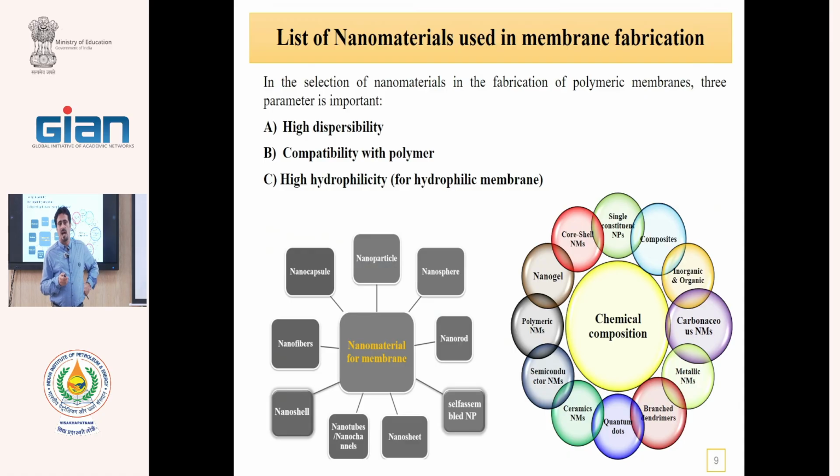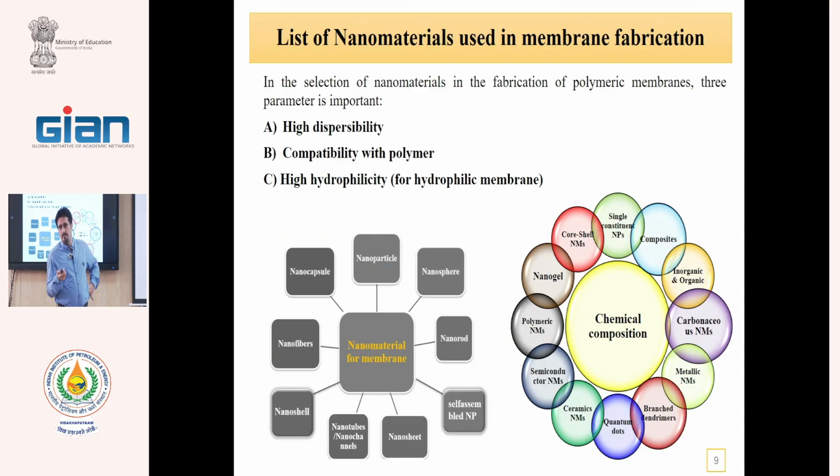Some nanoparticles have good dispersibility in organic phase. Some have good dispersibility in aqueous phase. Hydrophilic nanoparticles could disperse in water. Hydrophobic nanoparticles could disperse in organic solvent. Therefore, for increasing dispersibility, in some cases we can change the properties and surface of the nanomaterials.